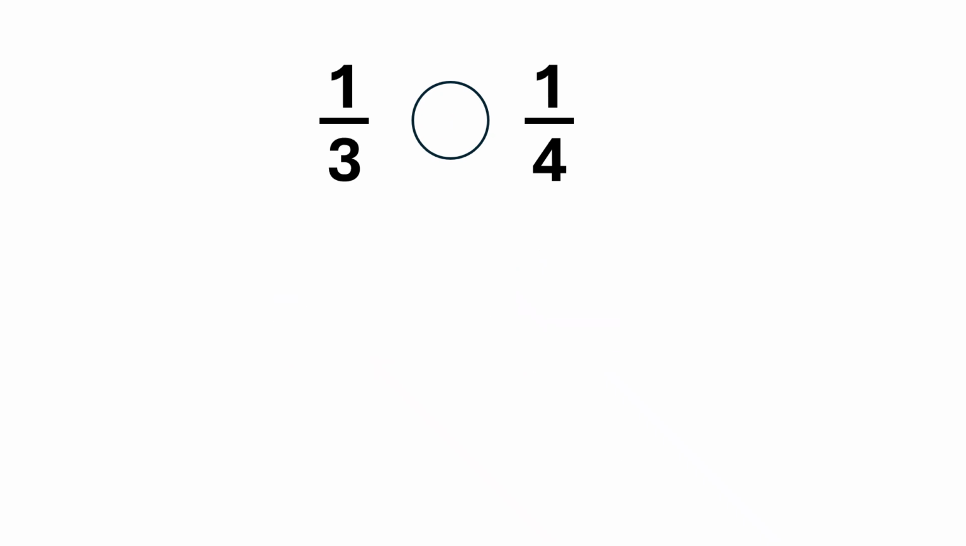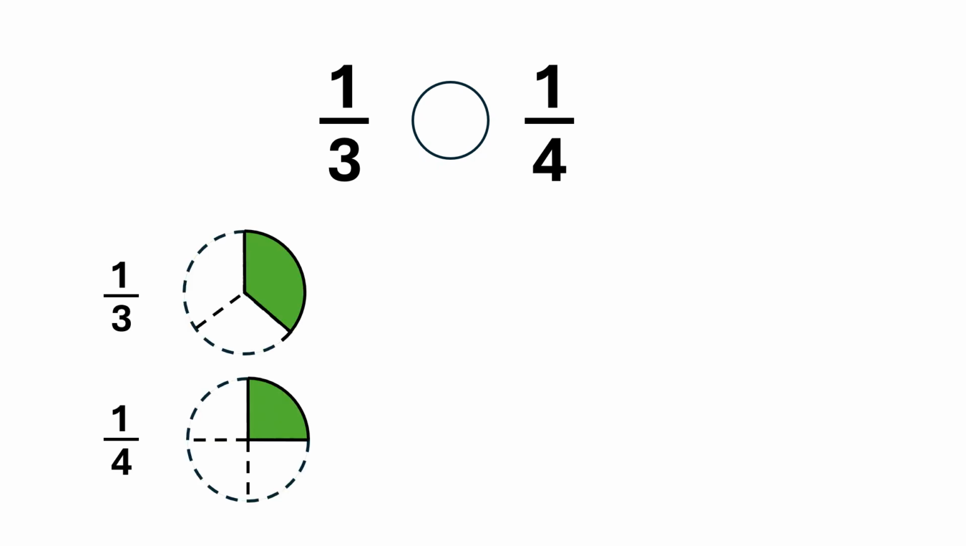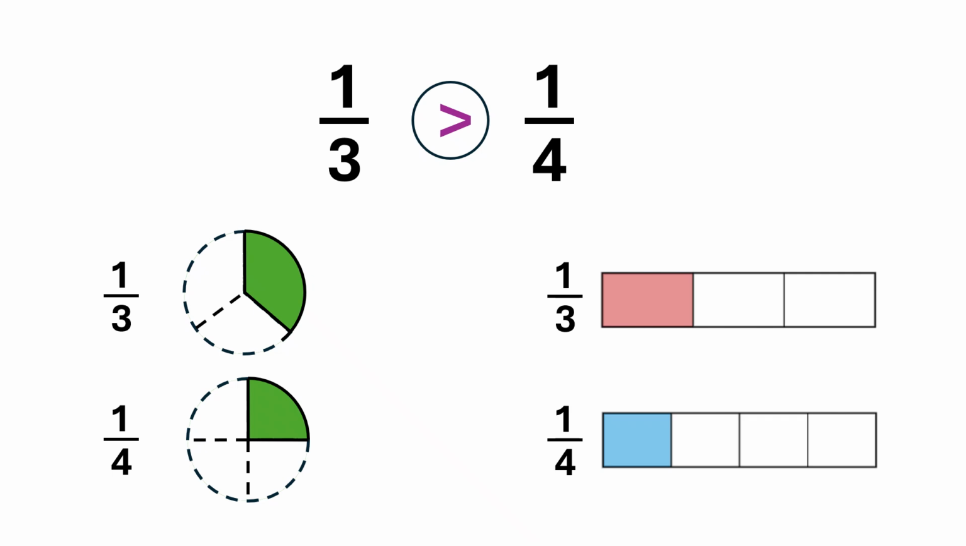Now we change a bit. Let's look at fractions with different denominators but the same numerator. Take 1/3 and 1/4. Which one do you think is bigger? Look at the circle diagram. Yes, 1/3 is bigger than 1/4. We can also use a bar model to see this. It makes the difference even clearer.